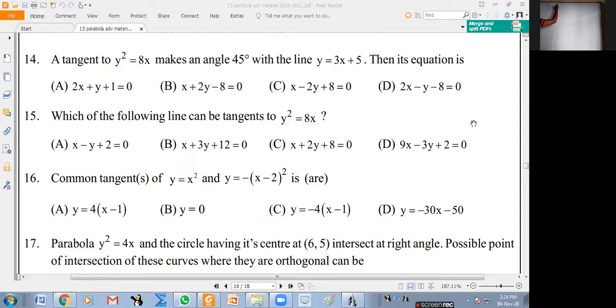y equal to 3x plus 5. The slope is 3. Some other line is making 45 degrees with this. So this line has slope 3, and another line is making 45 degrees with that. What is the slope of this? If we take that as m, tan 45 degrees is equal to mod of (m minus 3) by (1 plus 3m).